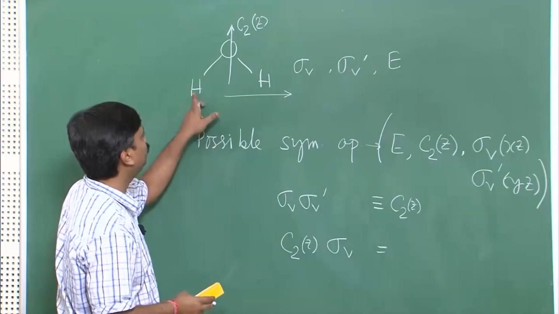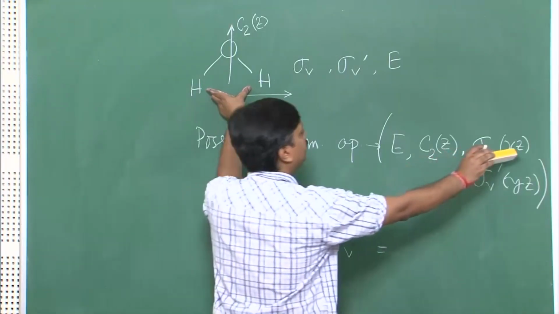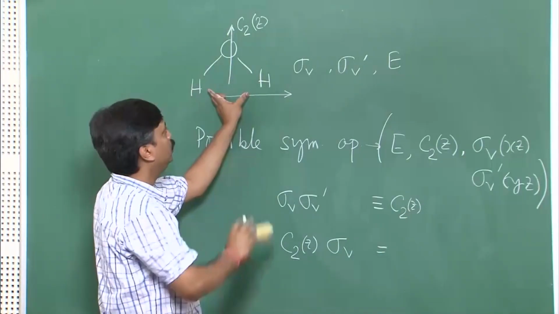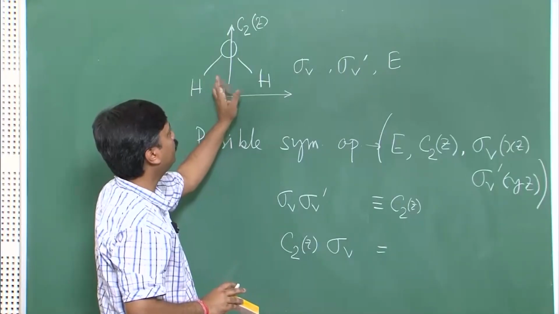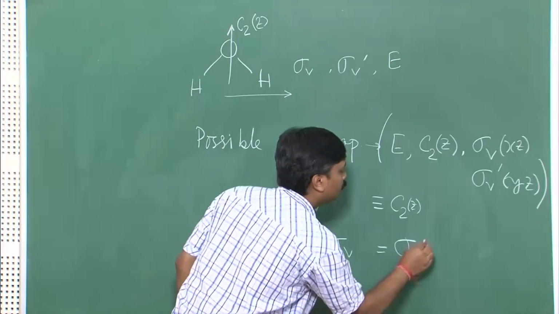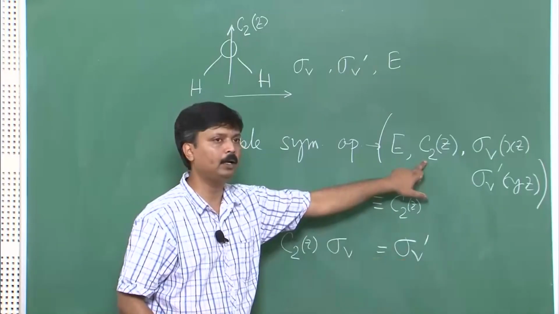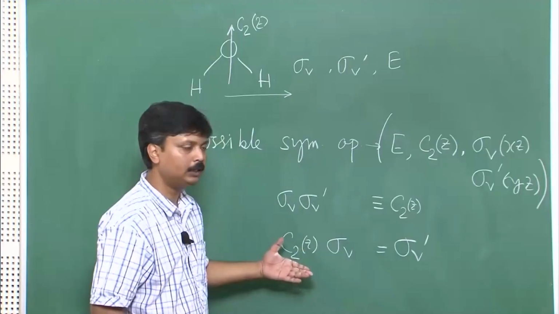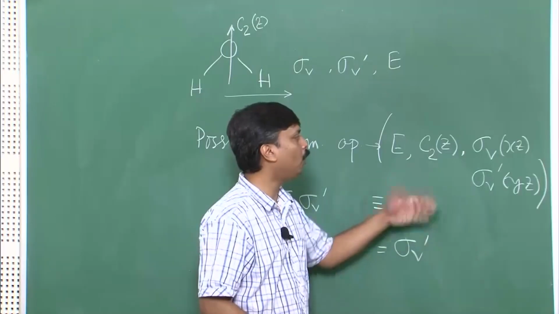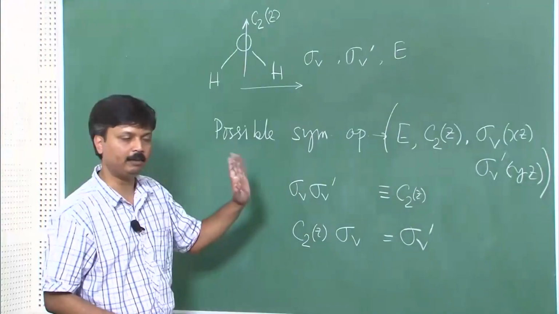So what you will see, C2 will just rotate this structure here, and sigma v, which we have written like sigma v xz, is just the molecular plane, so it will not do anything. So this is as good as the effect of the other sigma plane, that is sigma v yz or sigma v prime. So the effect of this combination will produce this sigma v prime, which is already a member. So if we keep on trying different combinations, we will see it will produce some symmetry operations which are already a member of this set. That means this set is closed. So closure property is satisfied.